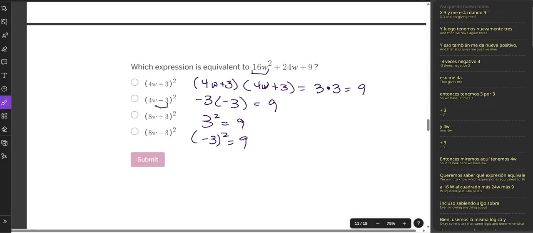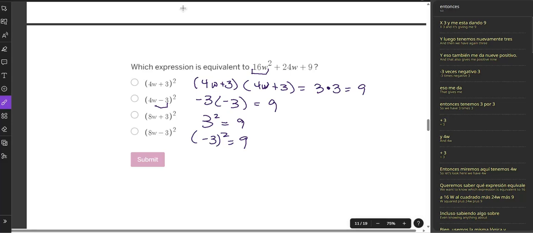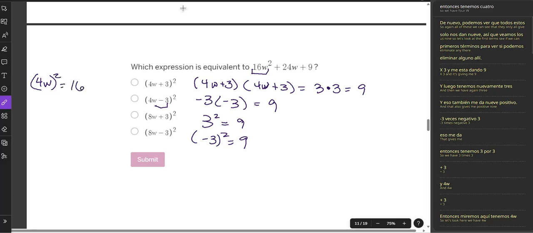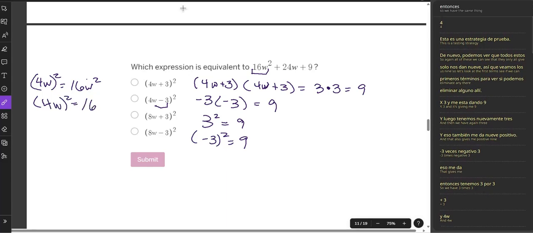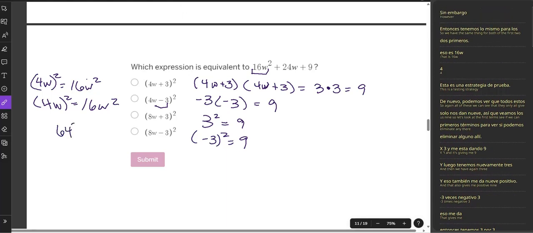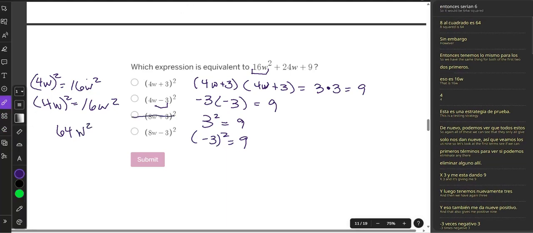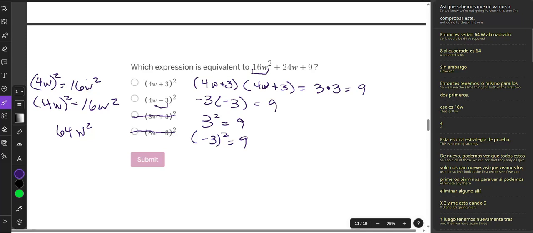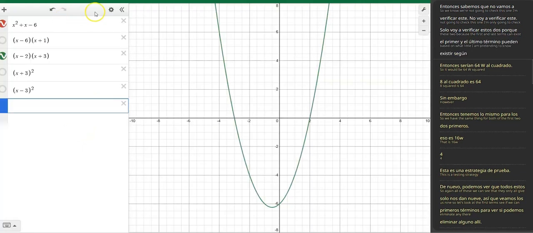So let's look at the first terms, see if we can eliminate any there. This is a testing strategy. So we have 4w, and we have that squared. That is 16w squared. So we have the same thing for both of the first two. However, 8 squared is 64, so it would be 64w squared. So we know we're not going to check this one. I'm not going to check this one. I'm only going to check these two because the first and last terms can exist based on what little I am pretending to know.